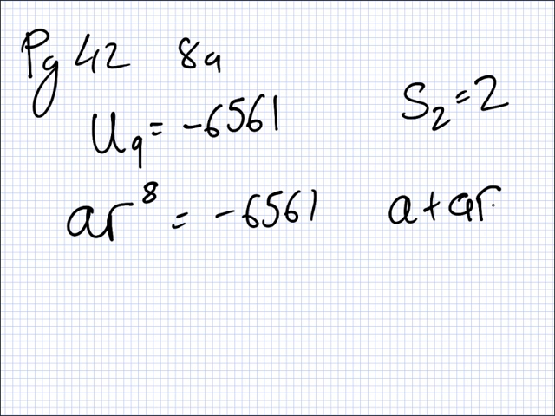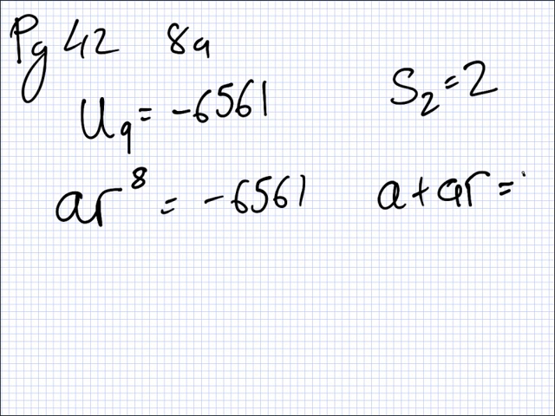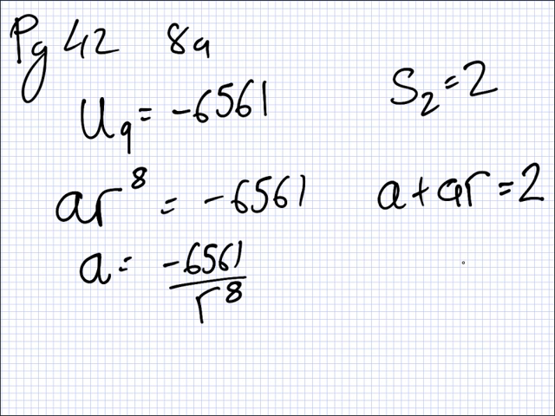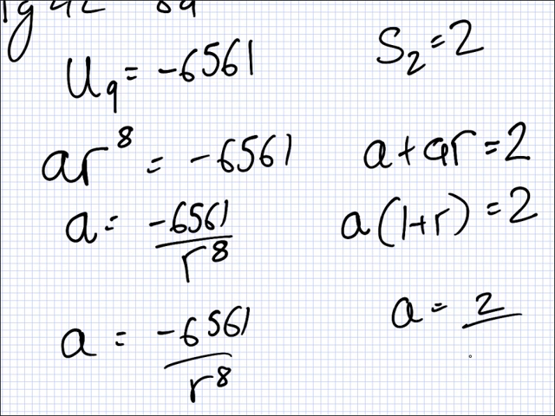No, you know why, it's GP. It goes a, ar, ar squared, ar cubed. And this is equal to 2. Right. a equals minus 6561 over r power 8. And here you can take the a out and have 1 plus r equals 2. So you have a equals minus 6561 over r power 8, and here a equals 2 over 1 plus r.